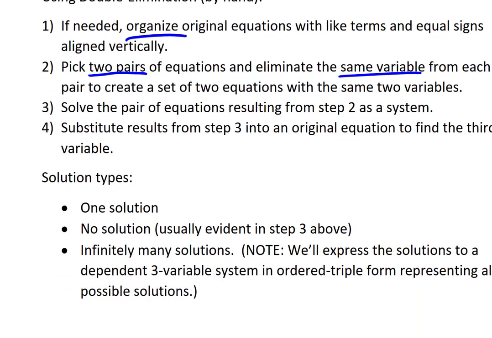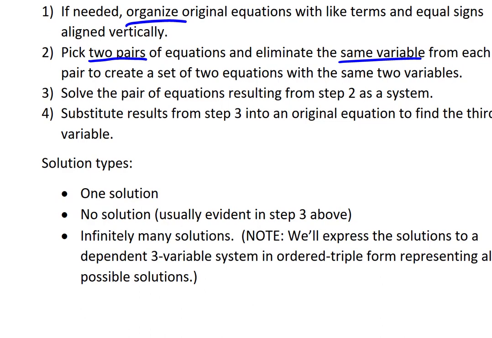Now, we'll have a few different solution types possible in these systems. We might get one solution. Of course, it will be an ordered triple now with x, y, z instead of just the x, y, since we have now 3 variables potentially. We could get no solution, which would be evident in step 3. Or we could get infinitely many solutions, and note we'll express the solutions to a dependent system of this type in an ordered triple format, which is similar to what we did with the 2-variable system we've already done.